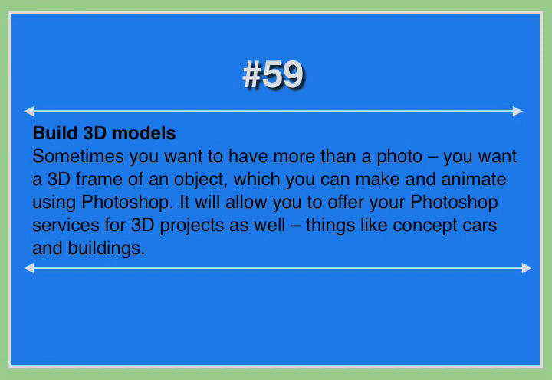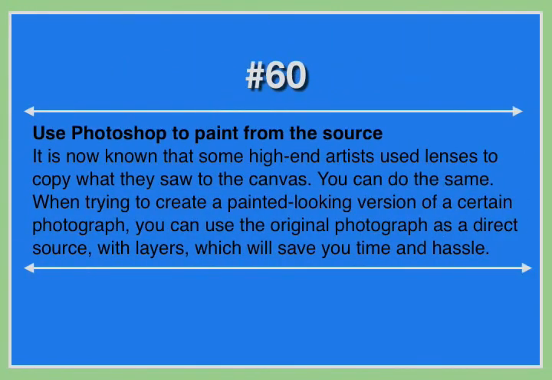Number 60. Use Photoshop to paint from the source. It is now known that some high-end artists used lenses to copy what they saw to the canvas. You can do the same. When trying to create a painted-looking version of a certain photograph, you can use the original photograph as a direct source, with layers, which will save you time and hassle.